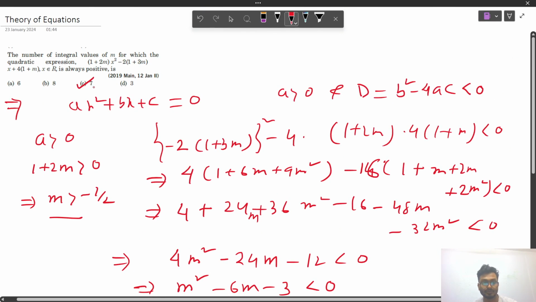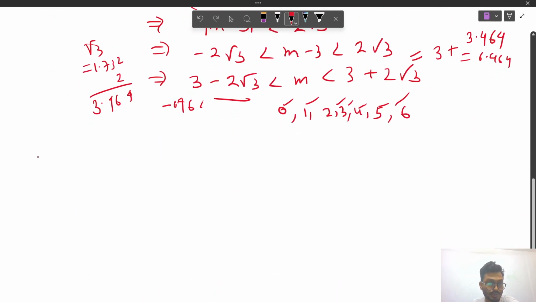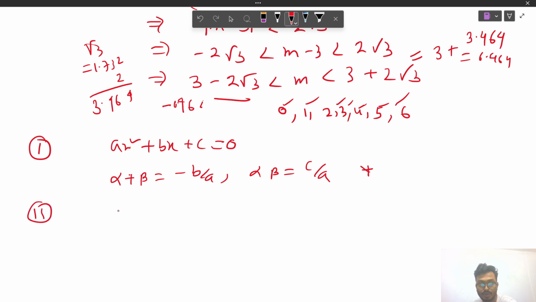So in these three questions, we mostly used two formulas. The first formula is: suppose ax square plus bx plus c equals 0 is a quadratic equation, and the roots of this quadratic equation are alpha and beta, then alpha plus beta is nothing but minus b by a, and alpha beta is c by a. This formula we used, and also another formula we used: this equation will give a positive root when a is greater than 0 and D is less than 0, right?